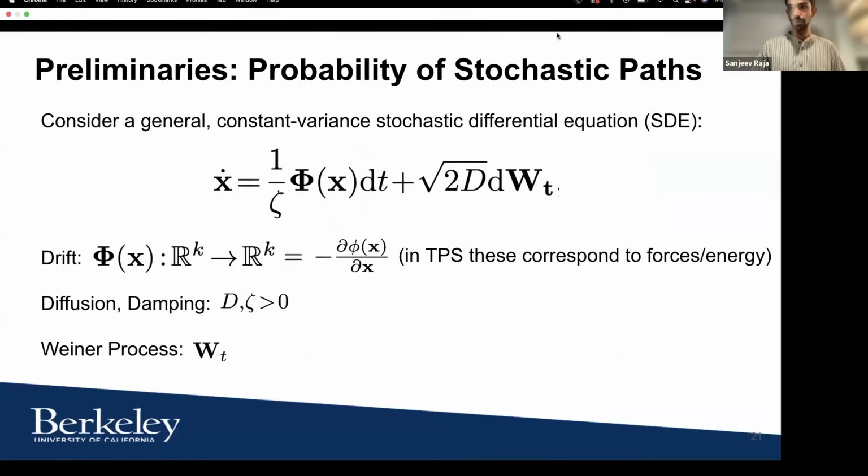So just to give some preliminaries, we generally want to consider stochastic differential equations as our generative hypothesis for how paths are generated in transition path sampling. So this is a very simple general SDE, where you have a drift term, which in the case of transition path sampling is the negative gradient of an energy. And then you have some physical constants, but then you have a Brownian motion term that models interactions between the system and a heat bath.